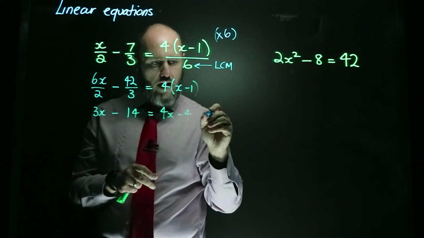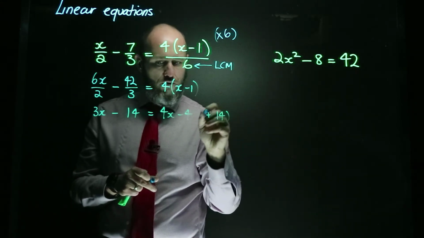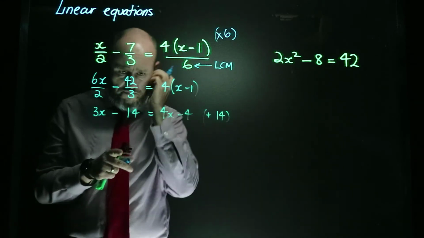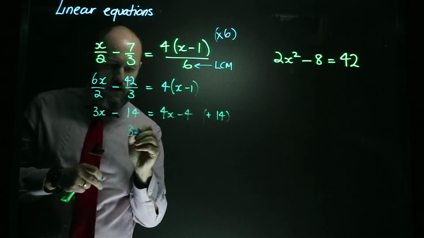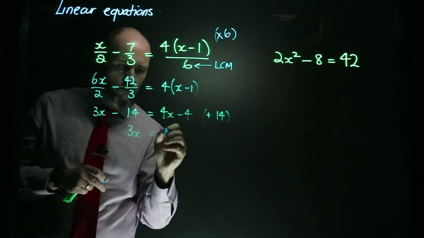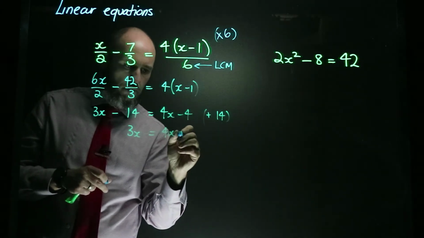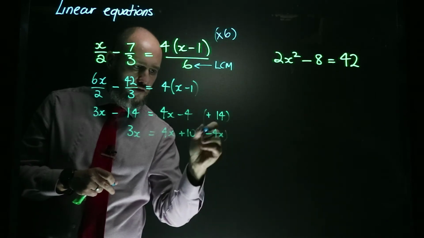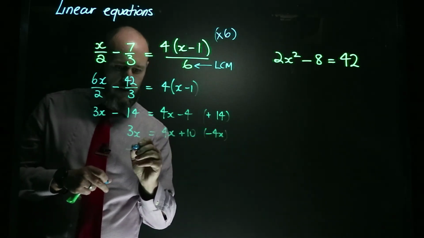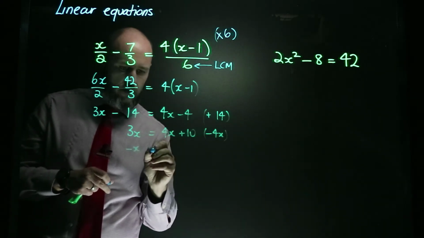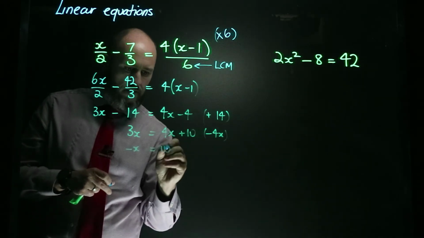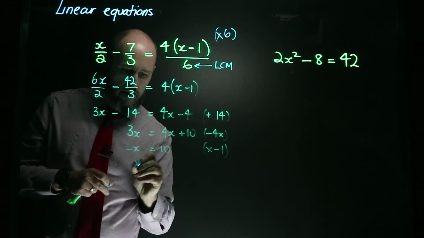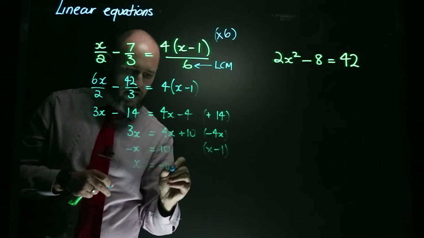Now I'm going to add 14 to both sides. This is now a pretty easy equation with just x on both sides. Add 14 to both sides, and I get 3x is equal to 4x plus 10. And then I'm going to subtract 4x, and I get negative x, because 3x minus 4x is negative x, equals 10. And then I'm going to multiply by negative 1. And I get x is equal to negative 10.